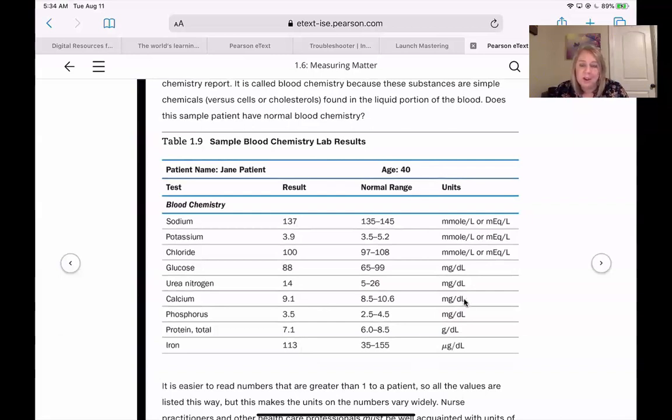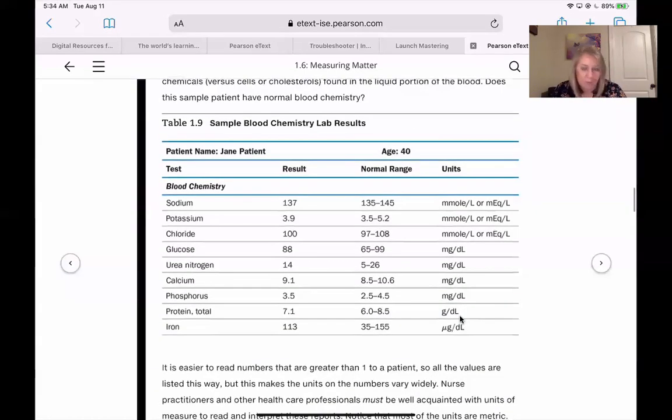So if you come over here and look, all of these units are different. Look, this is milligrams per deciliter, and deciliter, can't write on the screen. Deciliter is 100 milliliters. So this is milligrams per deciliter. This is grams per deciliter. This is micrograms per deciliter. So you have to be able to understand what that means.